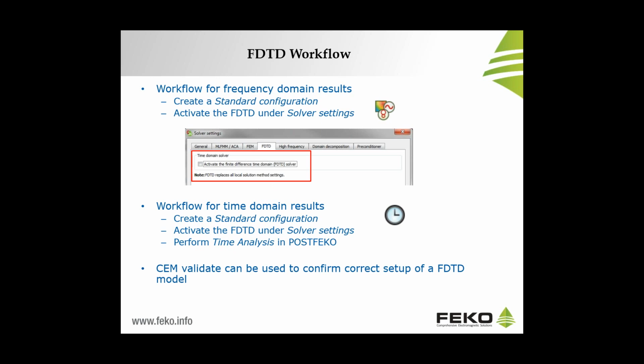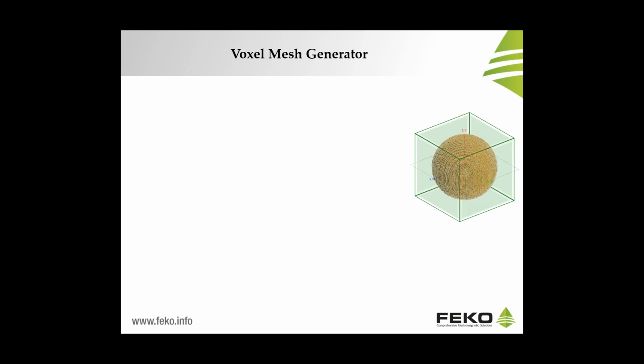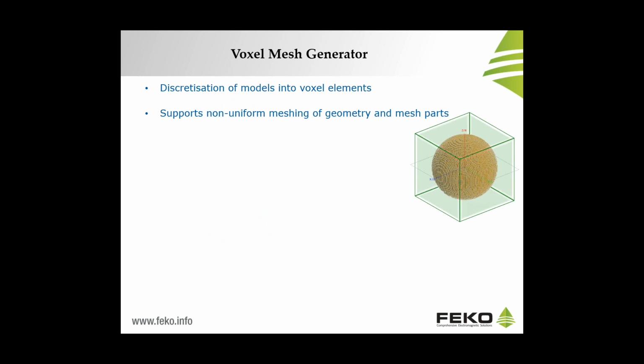Also, it's worth mentioning that in CAD-FEKO you will be able to use the CEM validate tool to check that everything is set up correctly with FDTD, as it can be done with all the other methods. If we talk about the generation of the mesh, with FDTD we discretize the models into voxel elements, supporting non-uniform meshing for geometry and mesh parts, this being aligned to key points and boundaries.